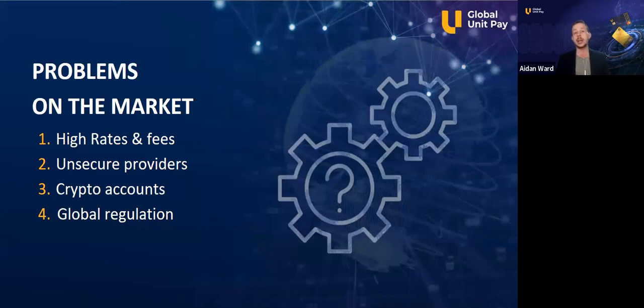And a lot of this comes down to the problems on the market that you see on your screen right now. The fact that there are high rates and fees. We used to use a provider within our community to facilitate payments, and sometimes that was up to 15%. 1.5. There's no decimal place, it's after the 5. That is shocking.